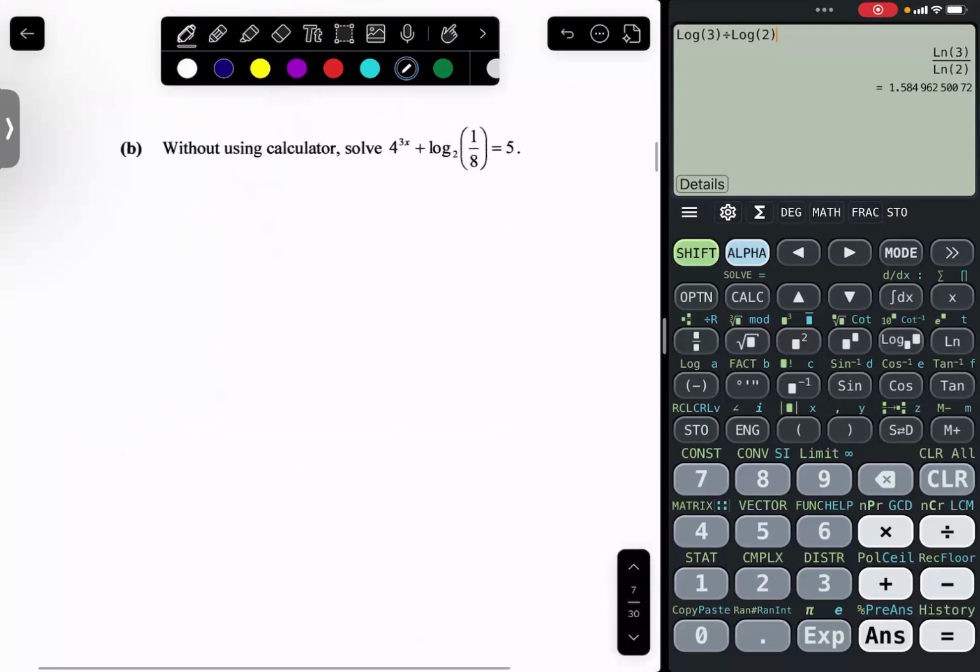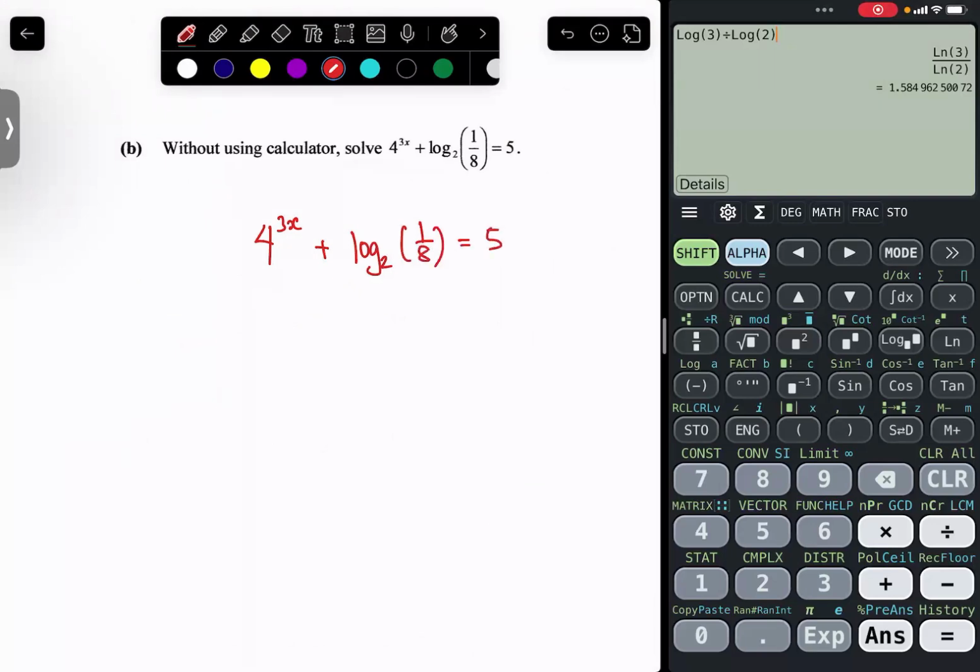Without using calculator, solve 4 to the power of 3x plus log base 2 of 1 over 8 equals 5. So we need to be able to get this value out over here. What is 1 over 8 as an index? It is 2 to the power of negative 3. So 4 to the power of 3x plus log base 2 of 2 to the negative 3.